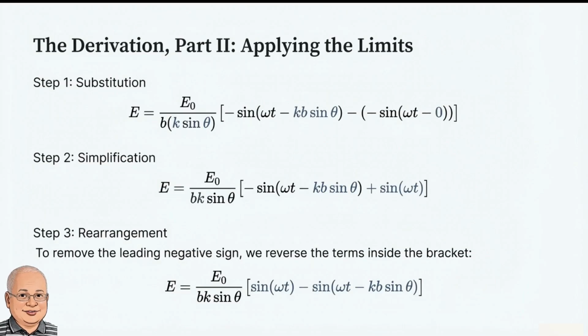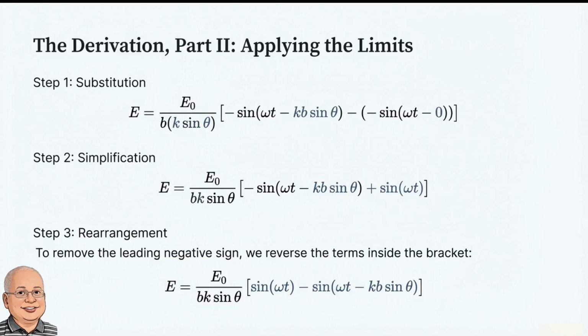Now substitute those limits. So it becomes E0 by b k sine theta into minus sine of omega t minus kb sine theta, minus of minus sine of omega t minus 0. For s equal to 0, that will be 0, the last one. For s equal to b, that will be the first term within the bracket. Now, if you simplify that, that gives us E0 by b k sine theta, whole into minus sine of omega t minus kb sine theta plus sine omega t.